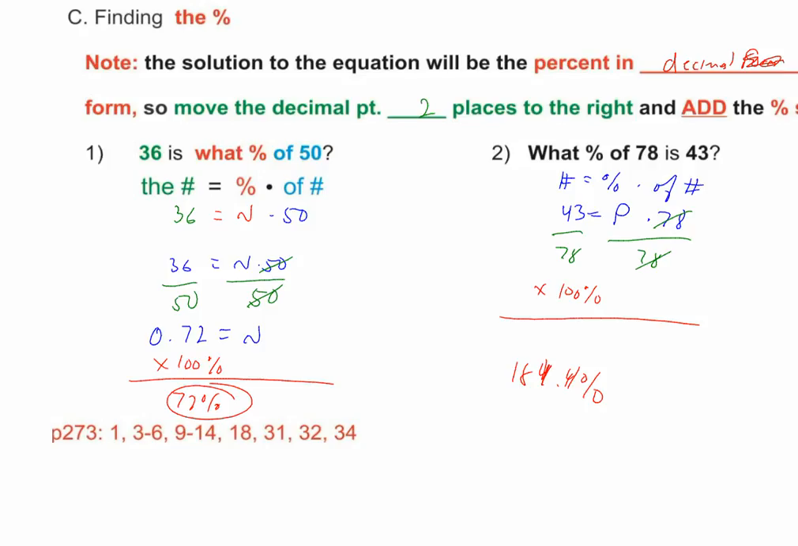Brendan, what do you got? N equals 50. Too much of a round off. Emily, 55. point what? 1. 55.1% is the answer. How many got 55.1?